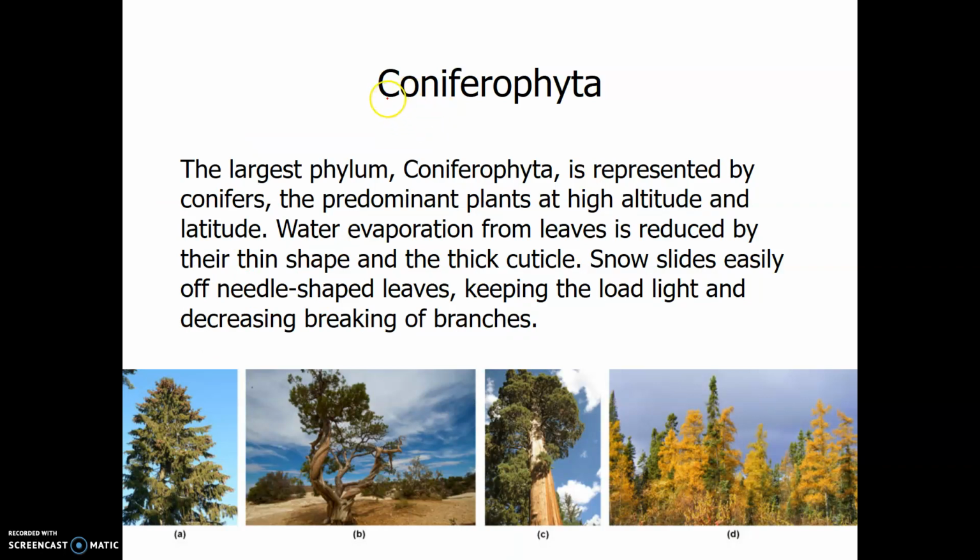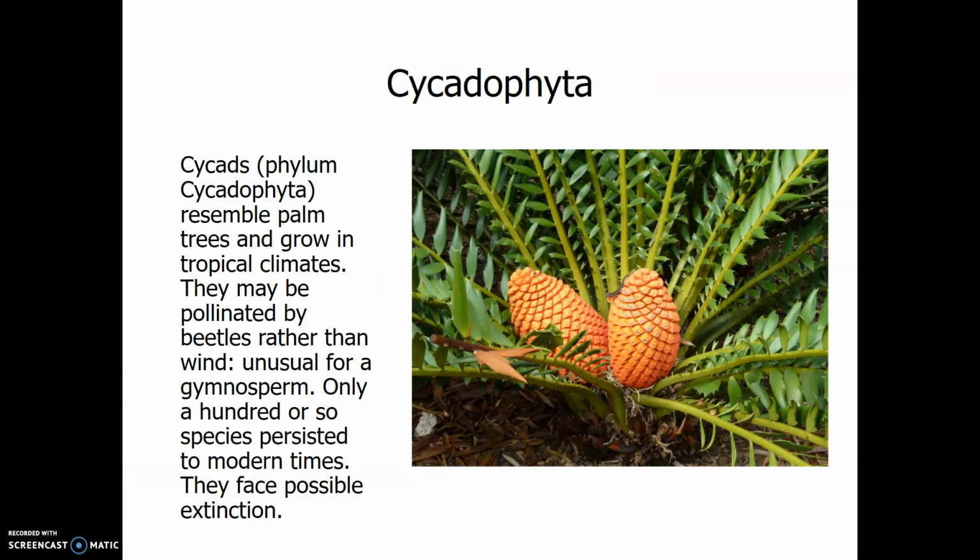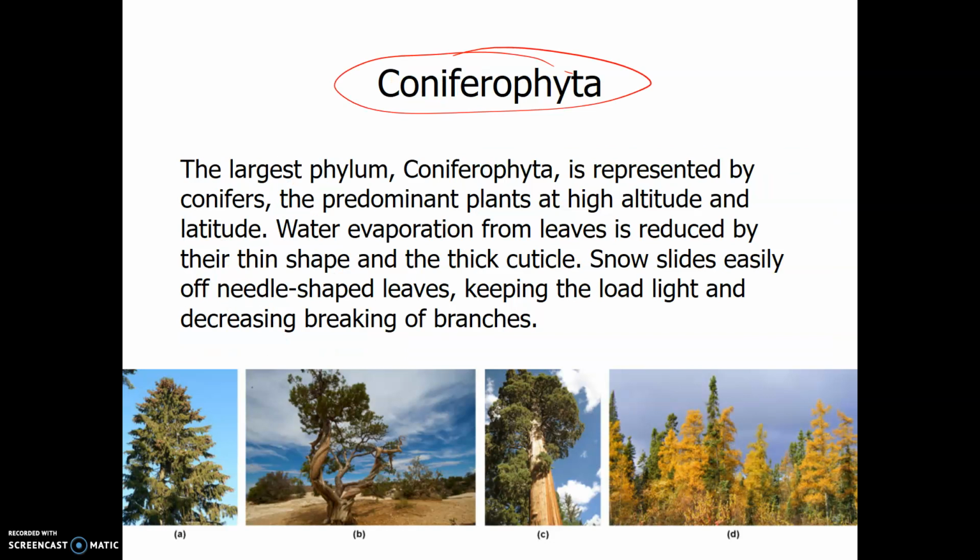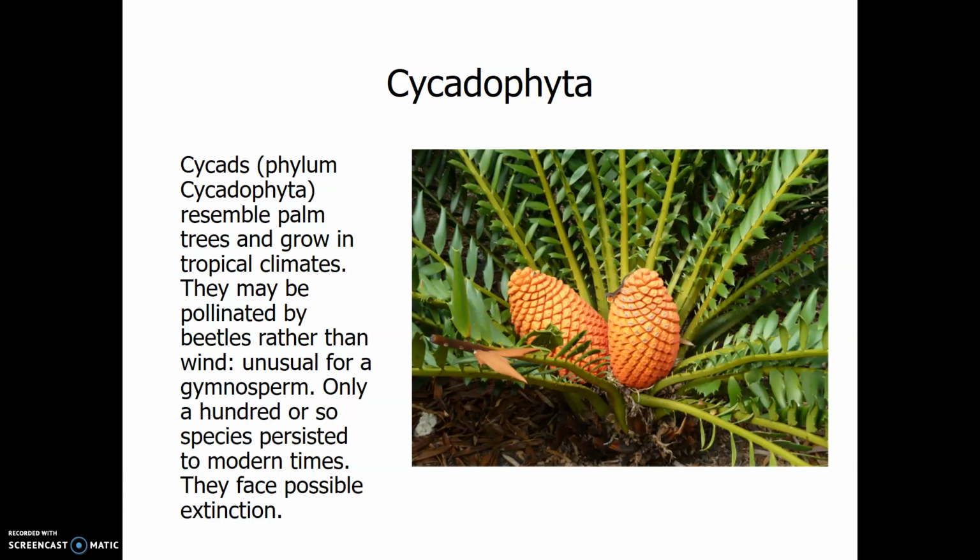Conifers, or Coniferophyta, try saying that one, is the largest phylum of gymnosperms. They are the most predominant plants at high altitude and latitude. So the further north that you go and the higher up that you go, like on a mountain. Water evaporation is reduced because they have thin needle-like leaves, and they do produce cones. So you see some pictures here of conifers.